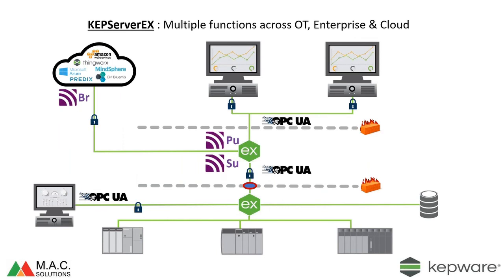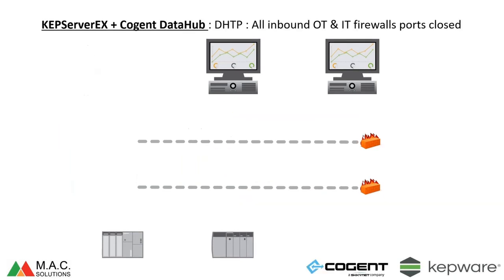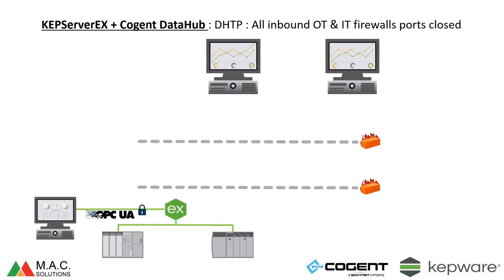So that's where KEPServer fits and what it can provide. When you combine the KEPServer with the Cogent Data Hub, you have a very powerful combination. The KEPServer gets the data from all the devices, pushes the data locally to local SCADA, then links using OPC UA to the Cogent Data Hub, where you'd install a slave mode on the OT network.